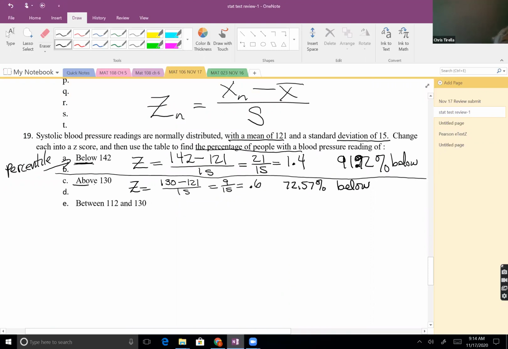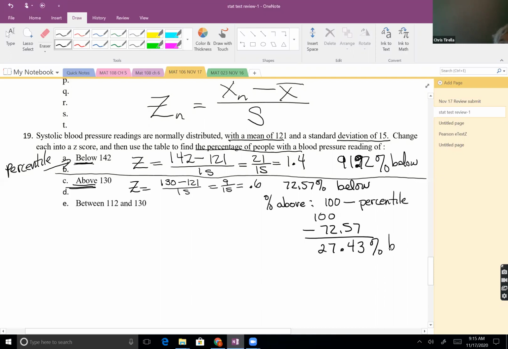But the question doesn't ask for below, it asks for above. For the percent above, does everybody remember we're taking 100 minus the percentile? And so when I take 100 minus 72.57, I get 27.43%. Somebody check my subtraction, please. That's what I got. Okay, thank you. Because when I do things in my head today, I'm making careless mistakes. I'm sorry, guys.